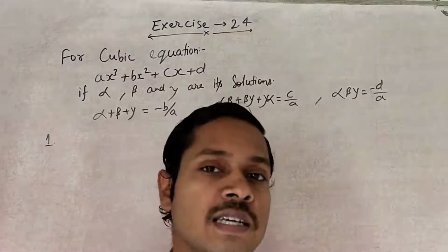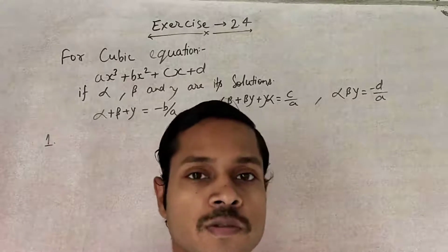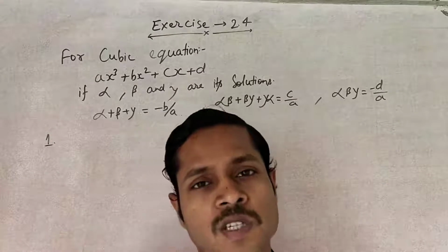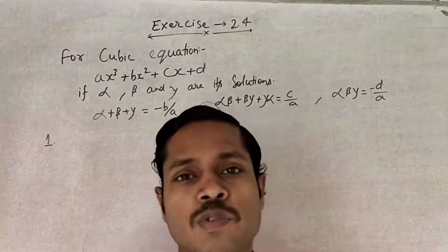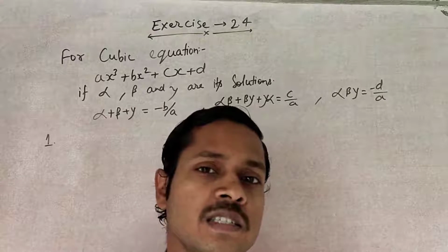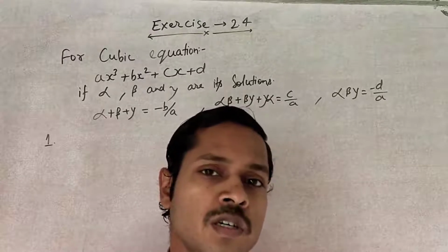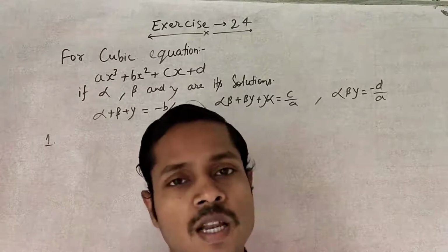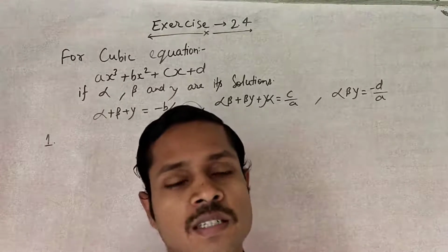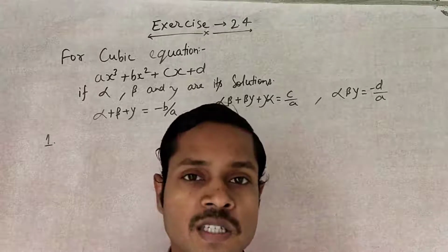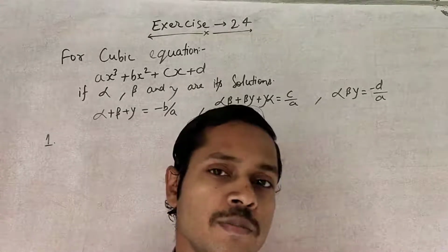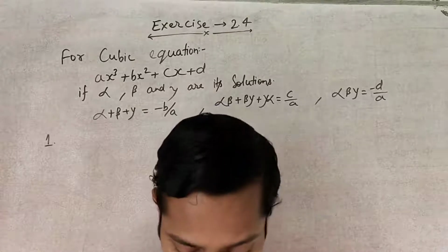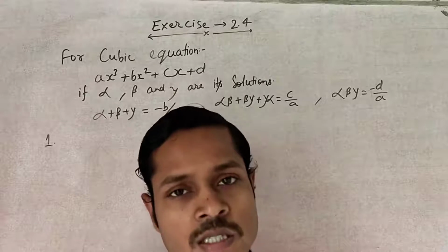Now we are starting the last exercise of 2.4. This is the last exercise of chapter 2, polynomials, of the standard 10th. We will have to complete in this exercise the cubic equation. All of you know about the cubic equation, having power 3, but we will have to solve the questions which are related to its making and its solving, means the process and how we can get its equation. Both of those are very important in this exercise.